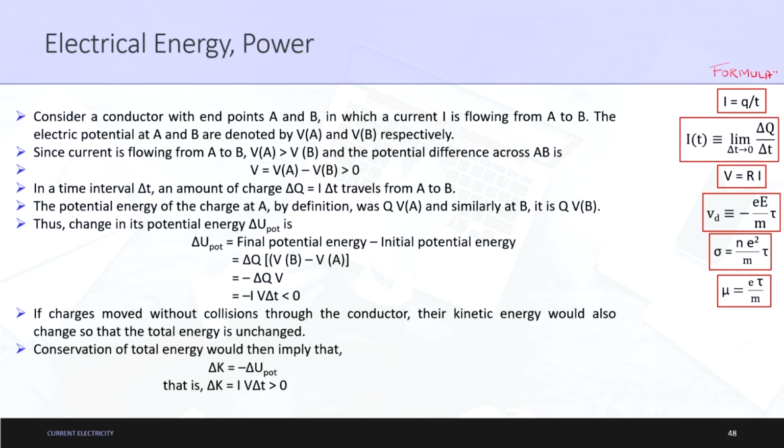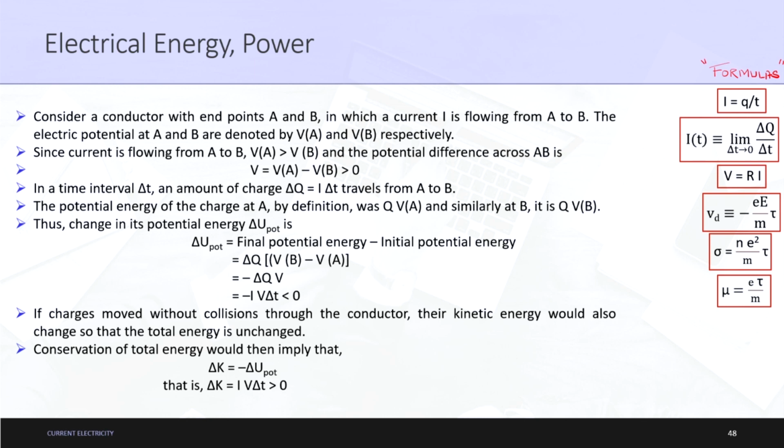I think in the last point we understood the concept of mobility also, so I have added that also here, that is mobility is nothing but E tau by m. What is E? E is the charge of the electron. What is tau? Tau is the relaxation time. What is m? m is the mass of the electron. Okay, so please look very carefully, new concept now.